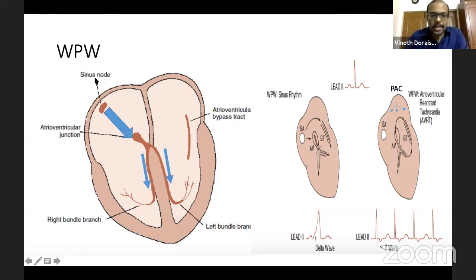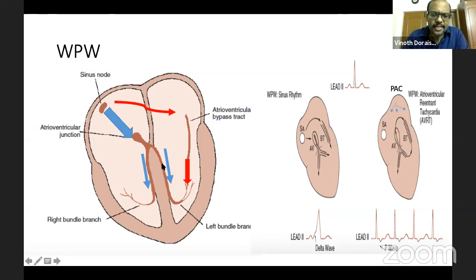So now the impulse from the sinus node, from the atria, can go through this abnormal bypass tract to the ventricle and depolarize the ventricle. Because this bypass tract conducts faster than the normal AV nodal conduction system, the atrial impulse will reach the ventricle sooner. That's why you have a short PR interval. And because this impulse depolarizes the ventricle through the abnormal tract and not through the normal conduction system, the QRS complex will be wide, because the subsequent ventricular depolarization will be by myofiber to myofiber conduction.